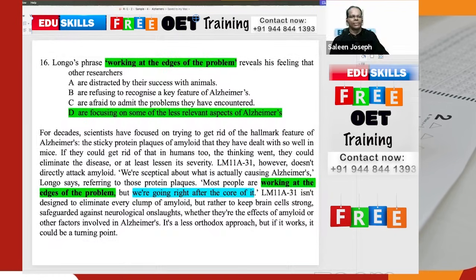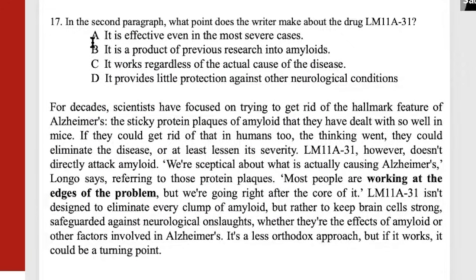Yes, Father. Okay. Question 17. In the second paragraph, what point does the writer make about the drug LM11A31? Option A, it is effective even in the most severe case. B, it is a product of previous research into amyloids. C, it works regardless of the actual cause of the disease. D, it provides little protection against other neurological conditions.